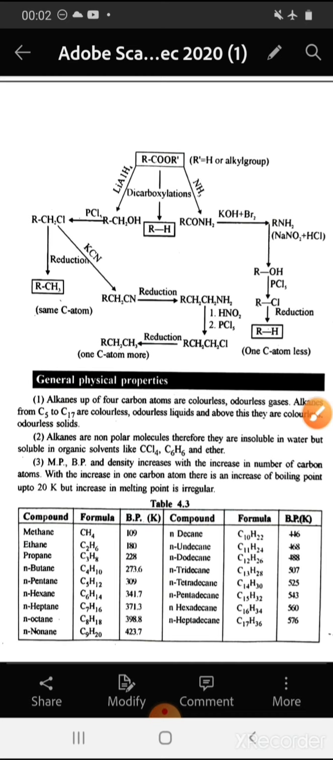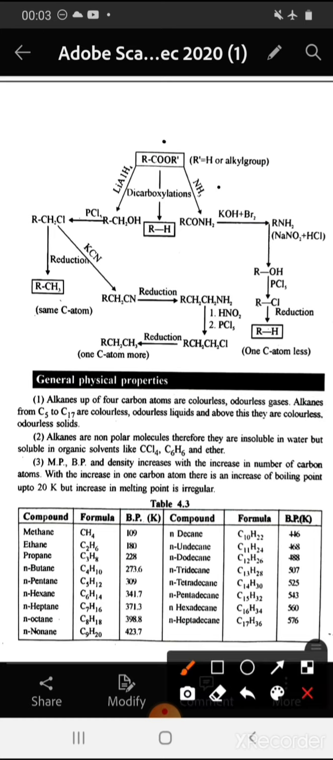Now in the third manner, this derivative of carboxylic acid reacts with ammonia to give amide, and this amide undergoes Hoffmann's bromamide reaction to give RNH2, that is alkylamine having one carbon atom less. Now this alkylamine reacts with NaNO2 and HCl giving ROH, that is alcohol, and this alcohol further reacts with PCl5 to give alkyl halide, which on reduction gives alkanes having one carbon atom less.